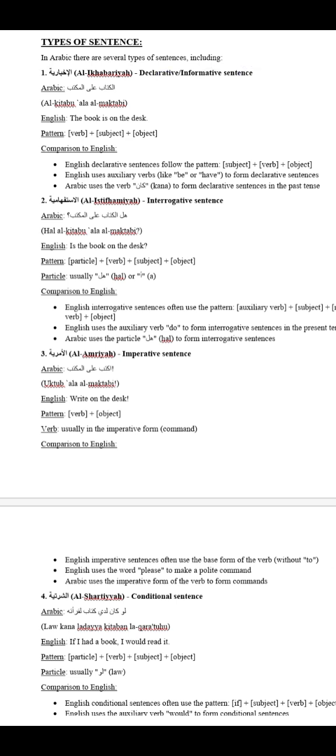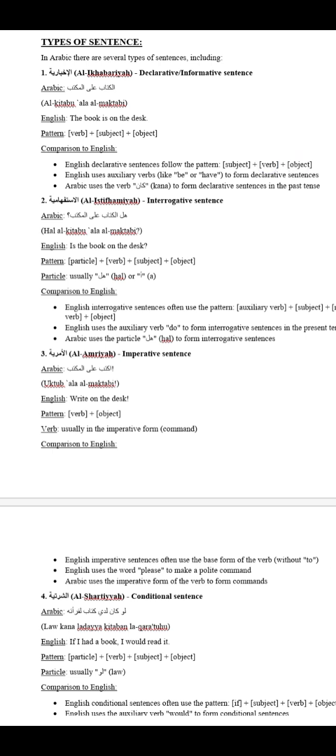These are used to convey information or make a statement. If we talk about the pattern of al-akhbariya, that is verb, then subject, and then object. In Arabic, it follows the pattern verb, subject, and object. But if we compare it with English, in declarative sentences, mostly the pattern follows subject, verb, and then object.